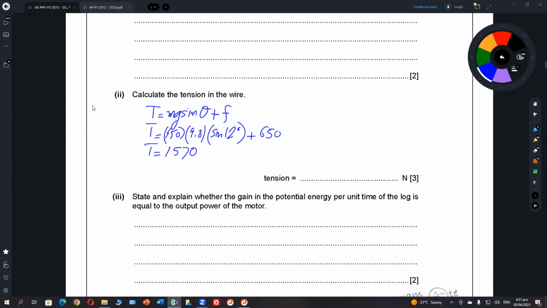State and explain whether the gain in the potential energy per unit time of the log is equal to the output power of the motor. Now, this question is not tricky because the power of the motor is actually taking it up. There are three possible translations of the power of the motor: kinetic, potential, and work against friction. As speed is constant, I'm cancelling out this. What are the other jobs left for the power of the motor?